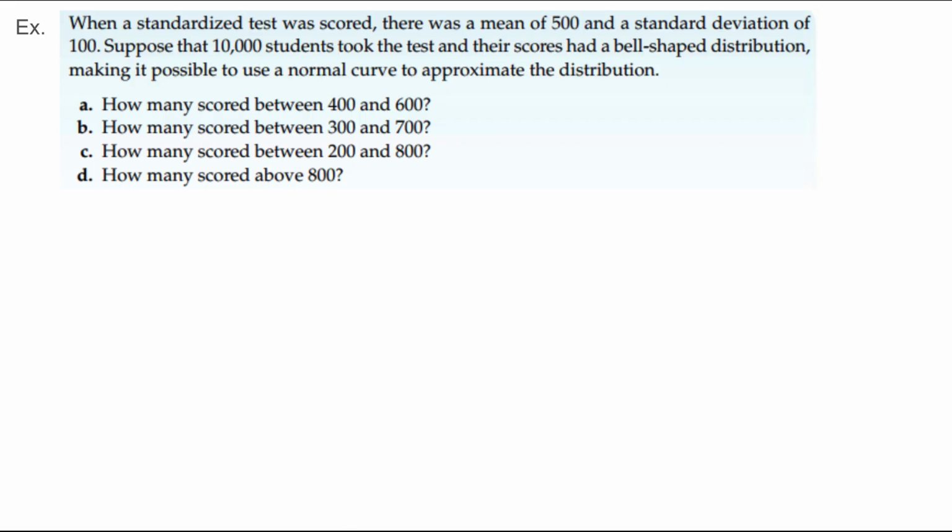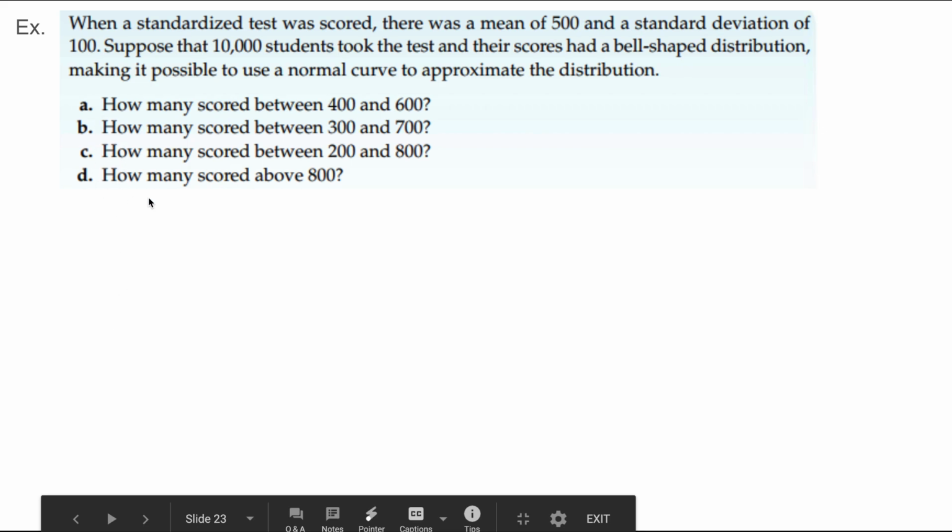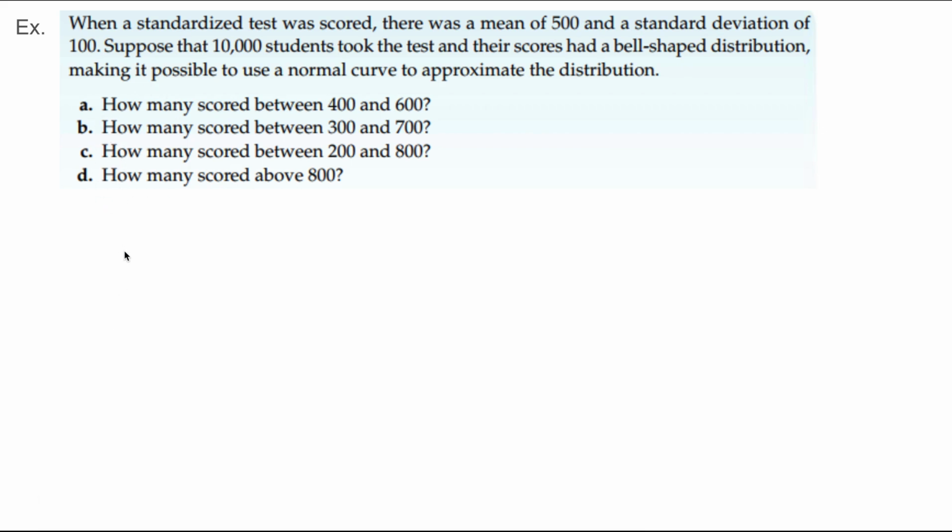Okay. So here is one example for you. A standardized test was scored with a mean of 500 and a standard deviation of 100. Suppose that 10,000 students took the test and their scores had a bell-shaped distribution, which means it's a normal distribution, making it possible to use a normal curve to approximate this distribution. And what we're going to do is solve these problems. Before I solve these problems for you, I want you to pause and consider this problem and ponder how to solve it.